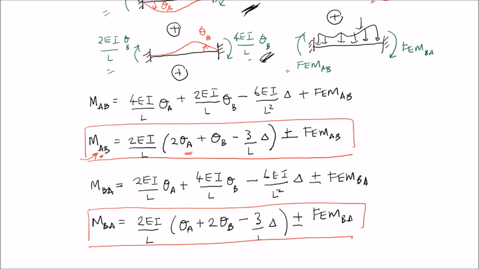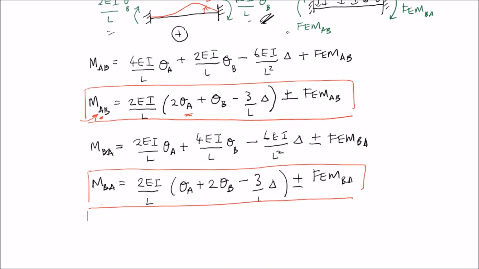You have AB and BA. Notice that the main difference depends on where your starting node is. If your starting node is A, then theta A has a coefficient 2 times bigger compared to theta B. The other difference is the fixed end moment. If you have BA, the nearer node is B, then the one that is 2 times larger is theta B. But other than that, they are all the same except for the fixed end moment BA.